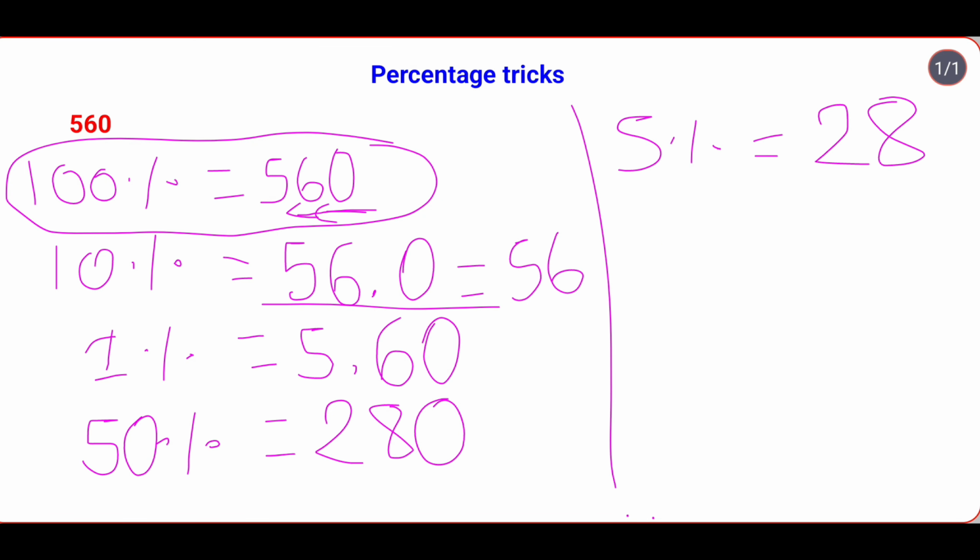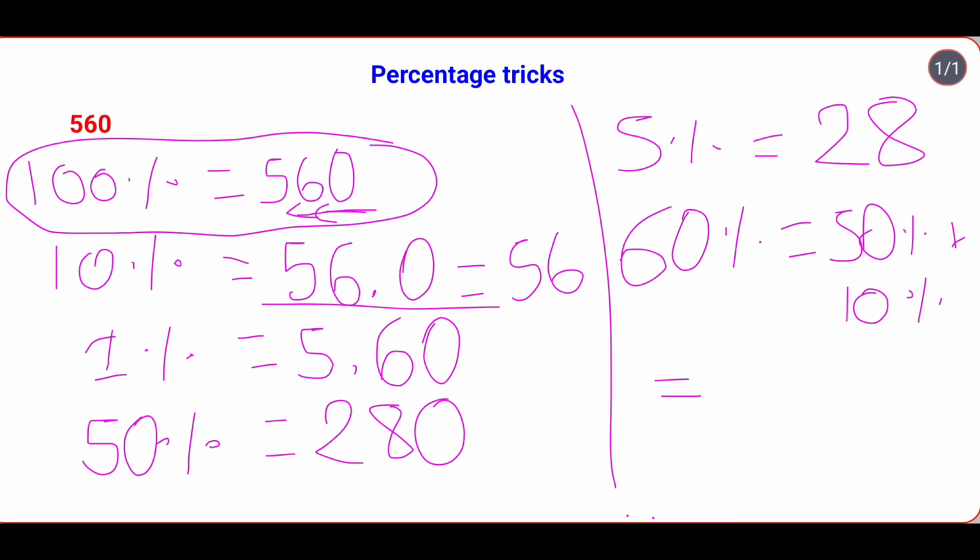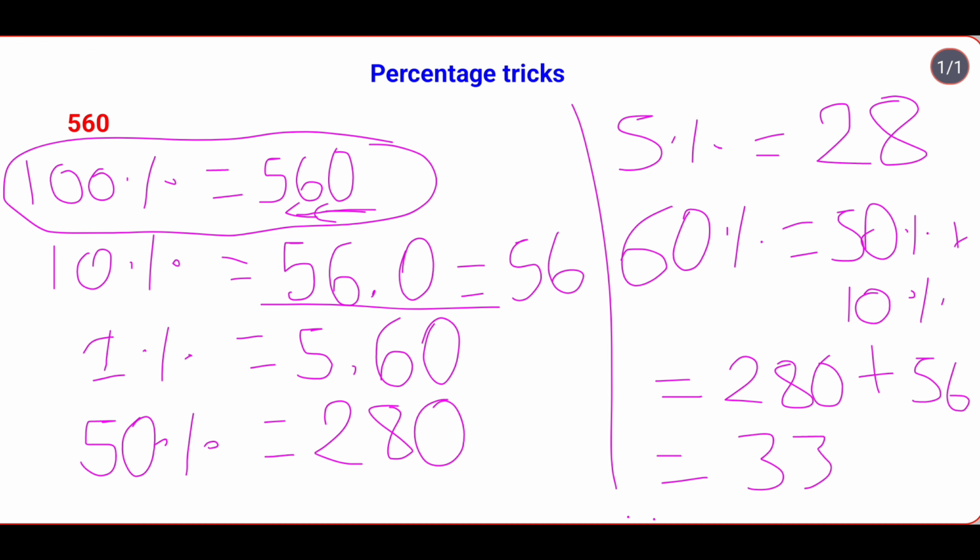Like that. What is 60% of 560? Very simple, 50% of 560 plus 10% of 560. What is 50% of 560? 280, plus what is 10% of 560? 56. That is equal to 336. Like this you need to solve the problems.